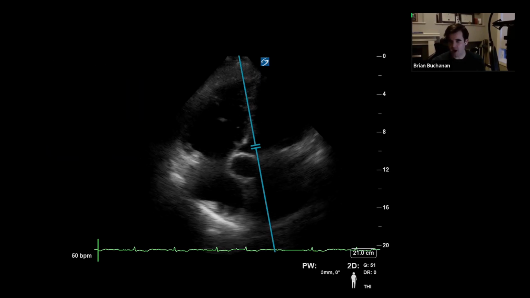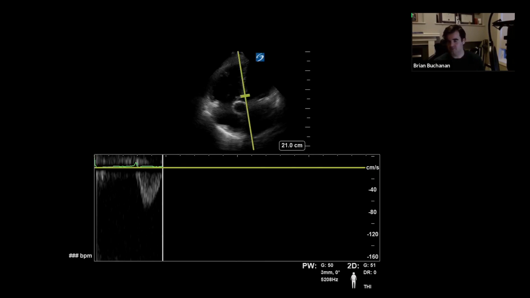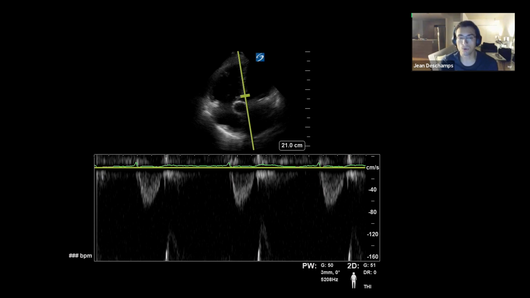So I went ahead and acquired this, but what are your thoughts on this waveform, Jean? So the first thing when you look at this waveform is that your angle is very, very off. And that would be, I would consider, past what should be allowed to properly have a good pulse wave Doppler VTI calculation.